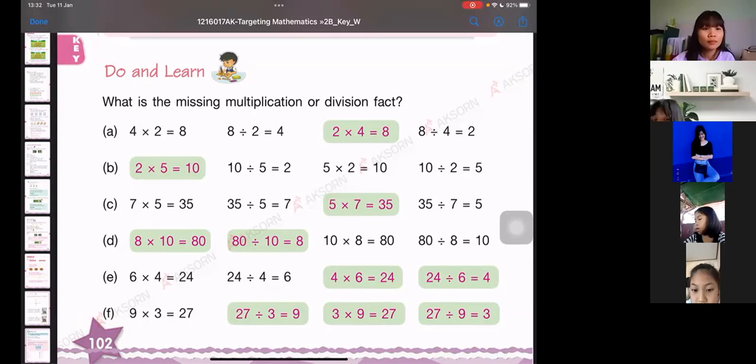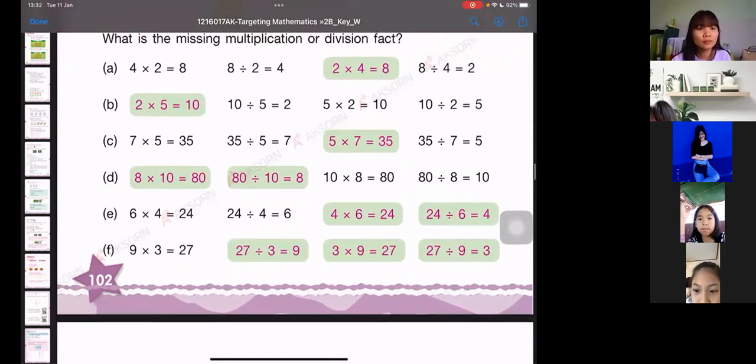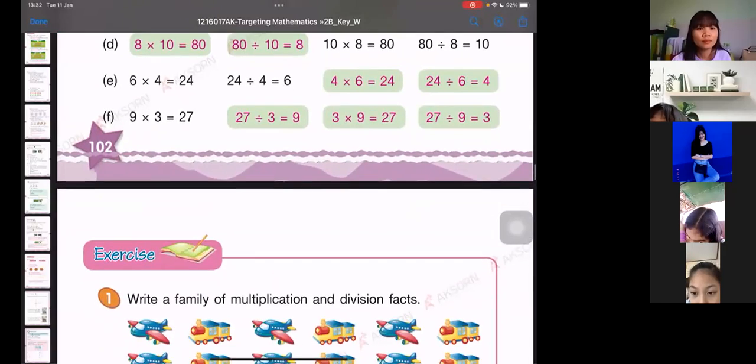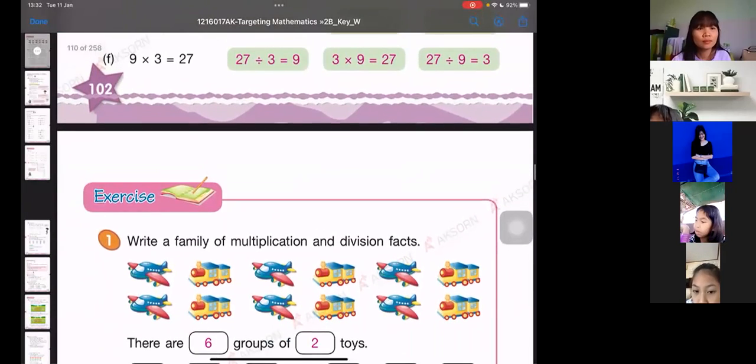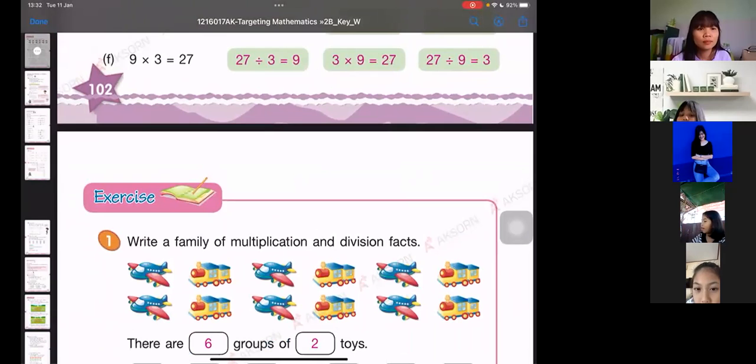Okay. Is everybody finished? So now we're going to move on to our exercises. Now we're going to do our exercise. From this, you're going to write a family of multiplication and division facts. So you look at here.